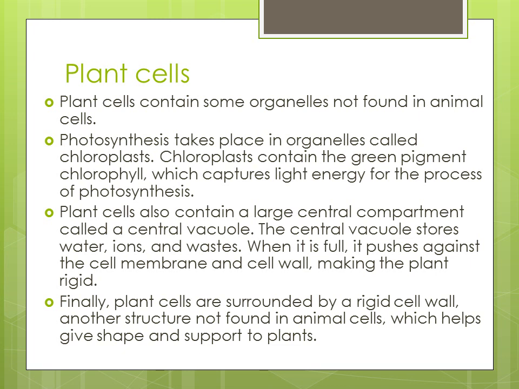Plant cells also contain a large central compartment called the central vacuole. The central vacuole stores water, ions, and wastes. When it's full, it pushes against the cell membrane and the cell wall and makes the plant rigid. Finally, plant cells are surrounded by a rigid cell wall, another structure not found in animal cells, which helps give shape and support to the plant. The cell wall helps it have some shape, because as humans and animals have bones to give support, plants don't. So they need that rigid support.